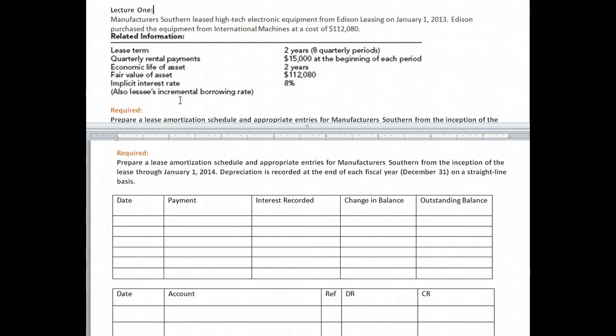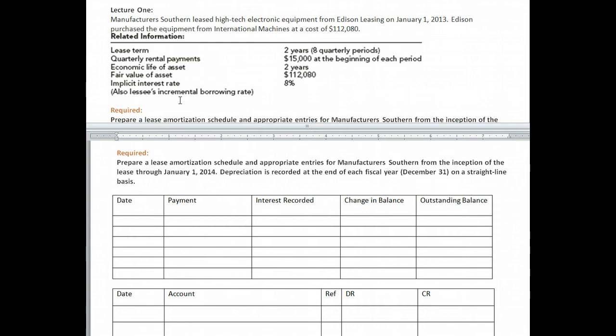Keep in mind the lessor always uses the implicit rate of interest for all calculations. The lessee, however, will use the incremental borrowing rate unless both rates are known. If the lessee knows both the incremental and the implicit rates, they must use the lower rate.